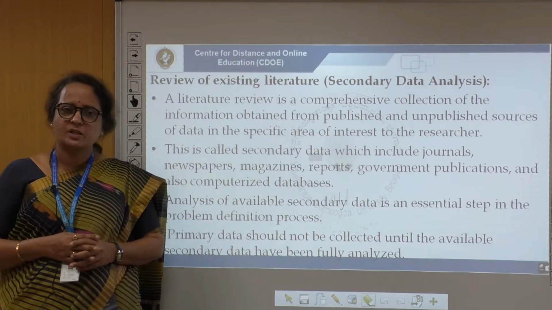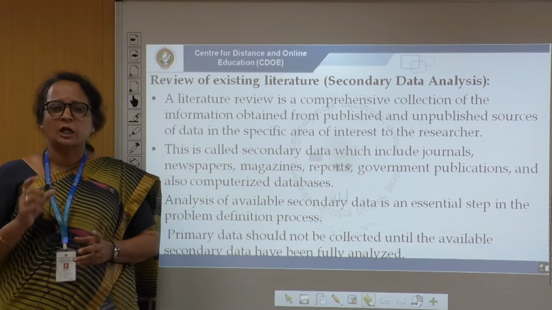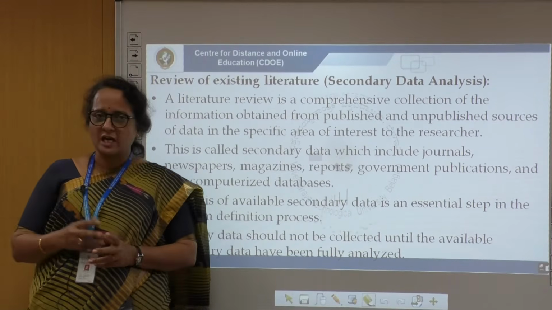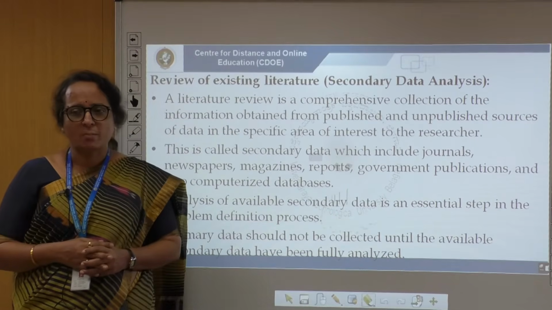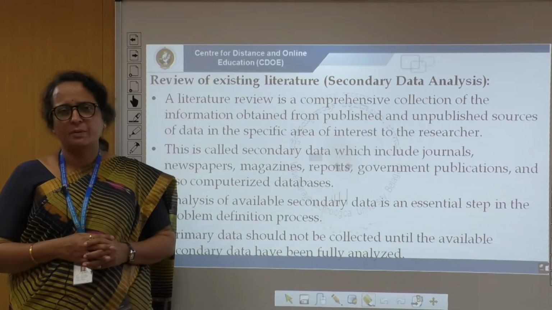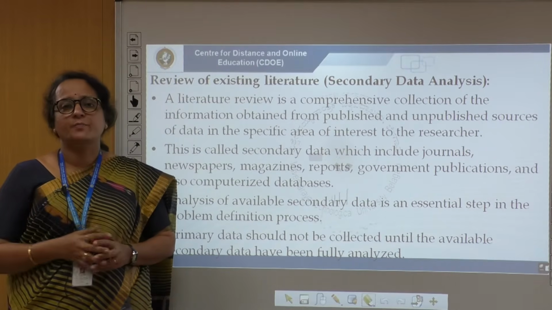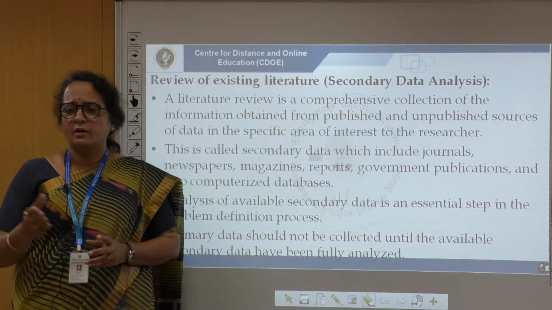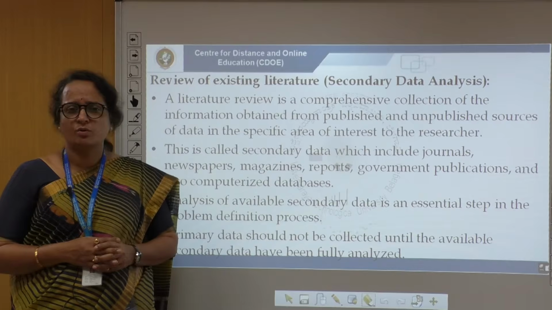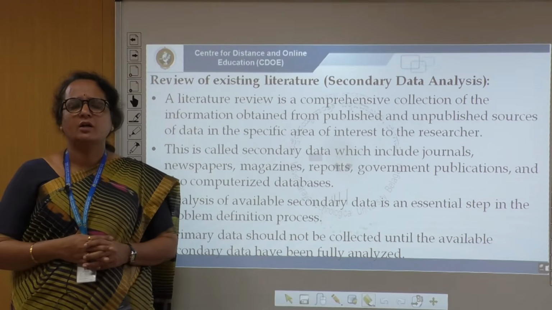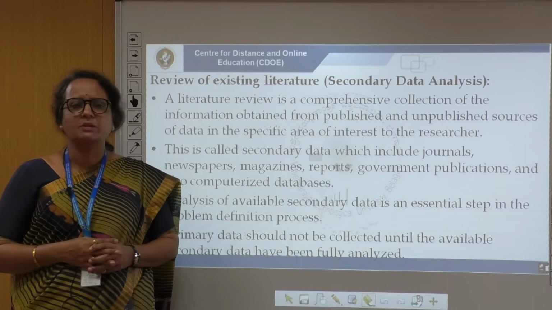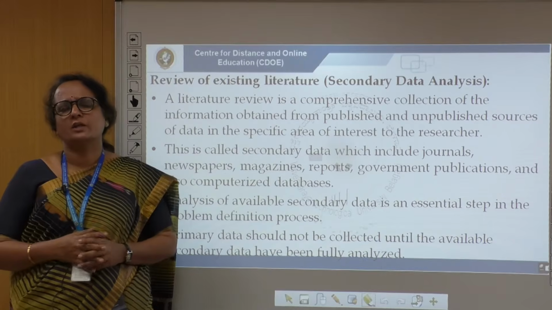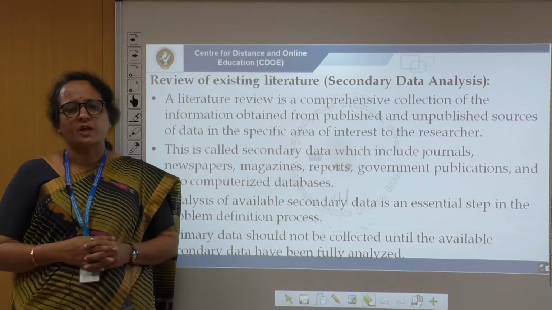So hence the researchers first go for secondary data analysis. They thoroughly review the existing literature, which includes journals, articles from the journals, newspapers, magazines, government reports. There are many reports published by the government, and even trade publications. Trade publications, published reports, and computerized databases. Nowadays we are also getting information from the www, from the websites, encyclopedia, Wikipedia, blogs, etc. All this information can be gathered for understanding the nature of the problem.